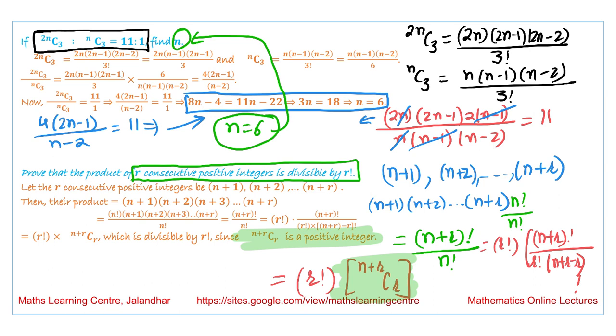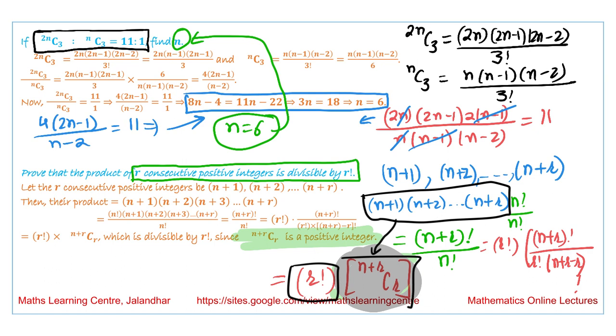So if this term is a positive integer, this proves that we can write the product of these consecutive integers as the product of r factorial into some k. So this product is divisible by r factorial, and this is what we had to prove.